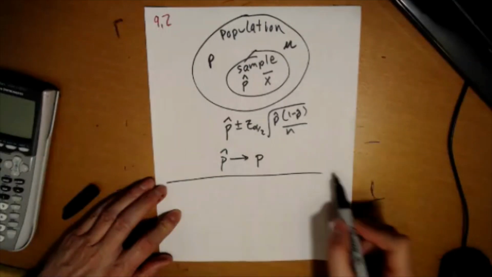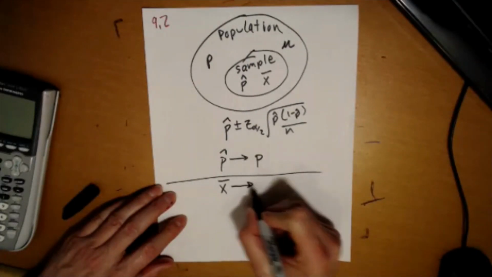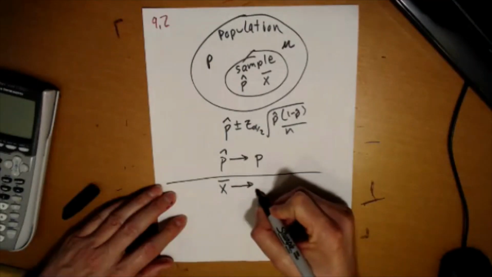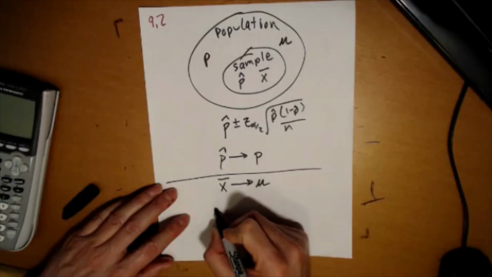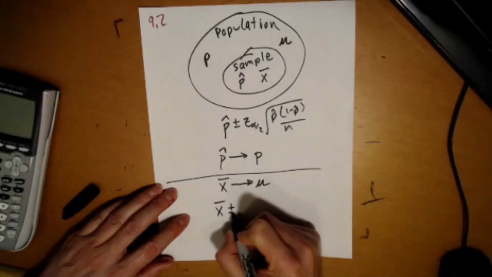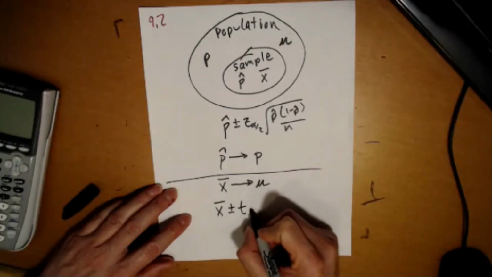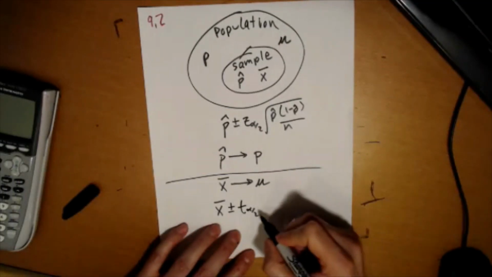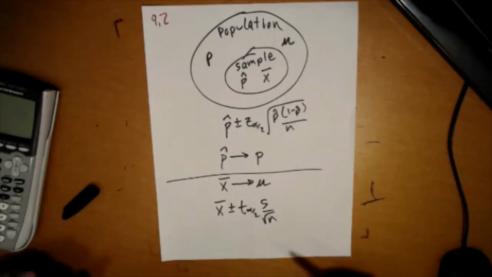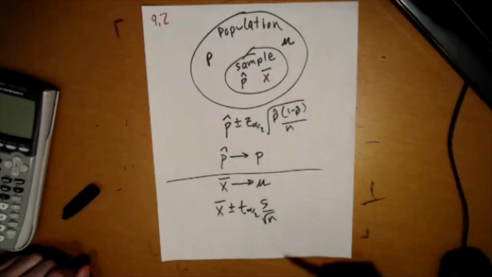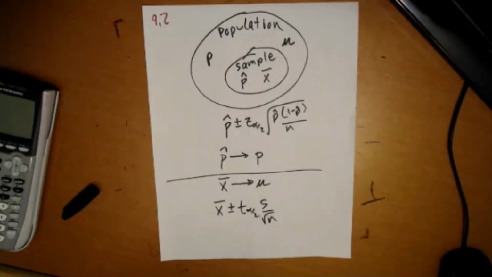So we're going to play the whole game over because x bar is a good approximation. The sample mean is a good approximation to the population mean mu. And so our formula is just going to be x bar plus or minus, instead of z, we now have a new distribution, t alpha over 2, times s over root n. And hopefully you watched that video that I told you to watch before this one, and that talks about the t distribution.